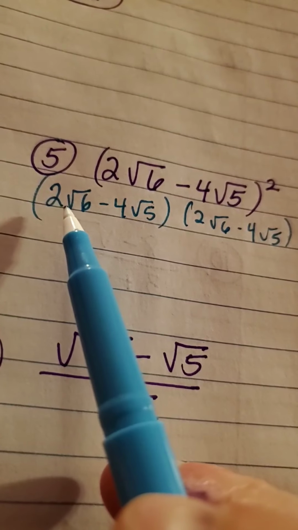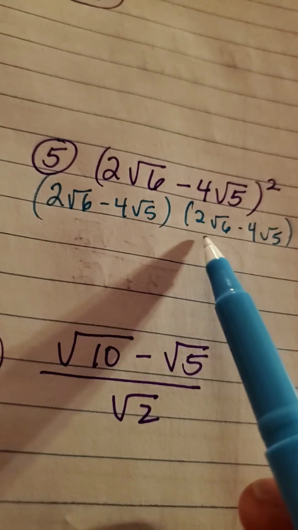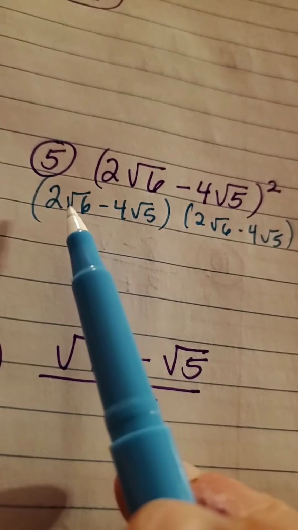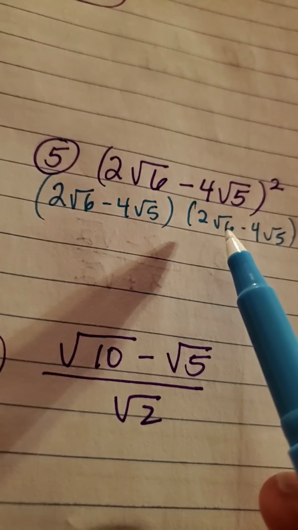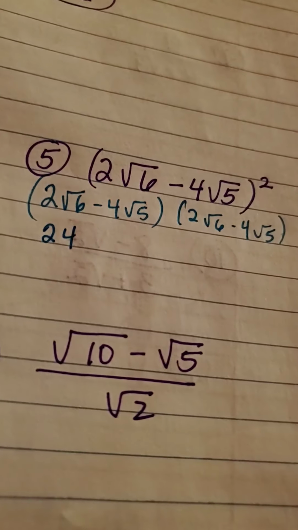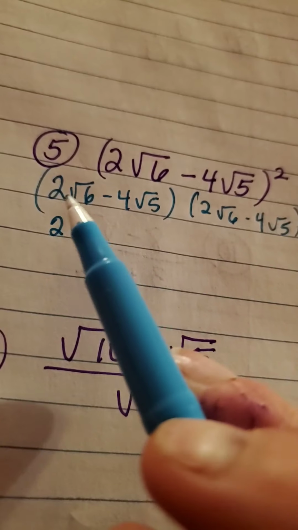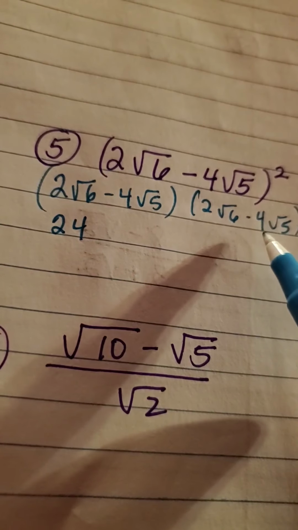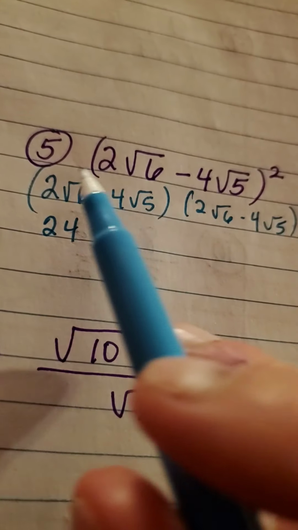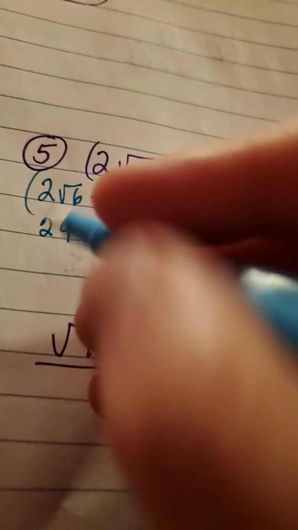So I'm going to multiply the first term. So 2 times 2 is 4. Radical 6 times radical 6 is 6. So 4 times 6 is 24. And that's all from that first term. The outer terms, I have the 2 times the 4, that 2, and that 4, which is 8. And radical 6 times radical 5 is radical 30.